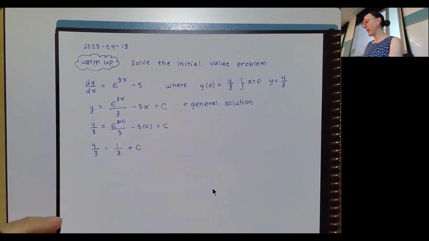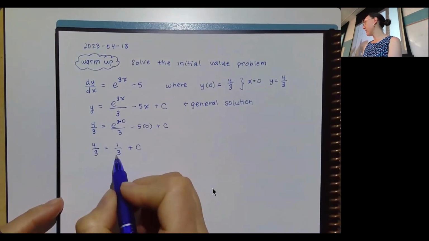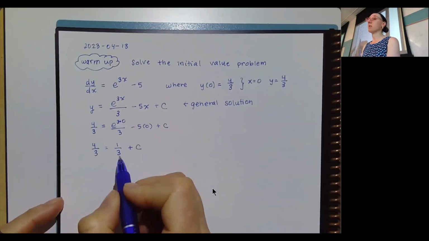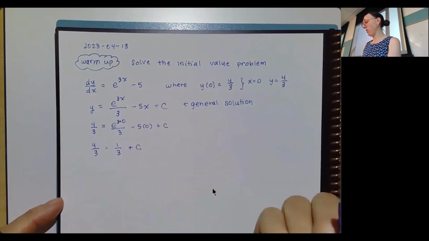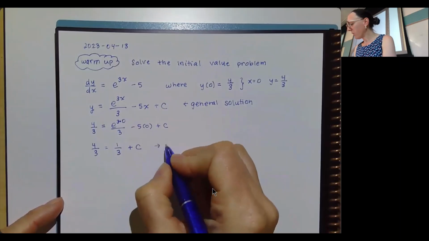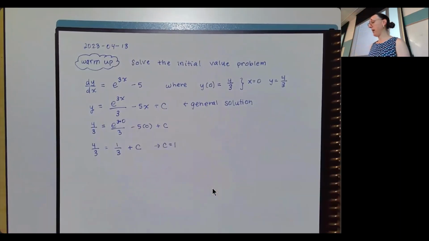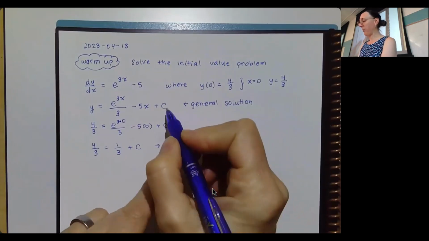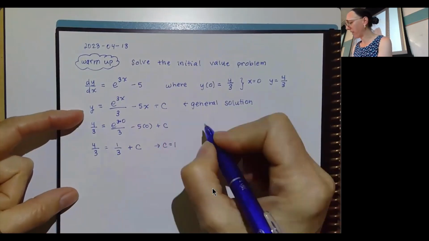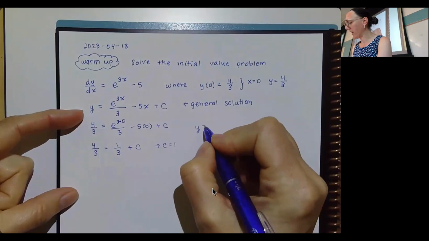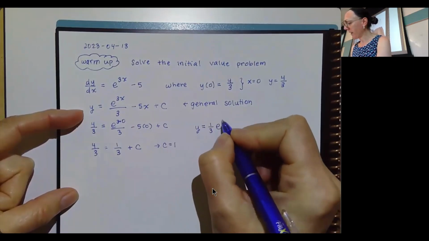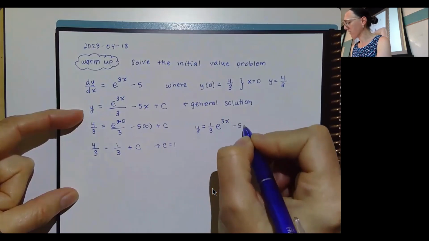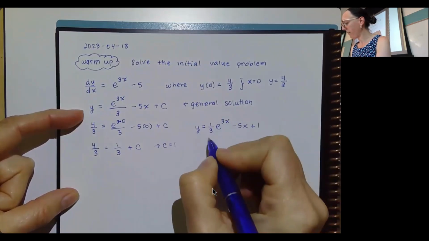So I kept our numbers pretty nice here. Gave us a common denominator already. So if I were to subtract 1/3 from both sides, I would have 3/3, or just 1. Once I know that c is equal to 1, my final answer is going to look like plugging that 1 back into the equation. So my final answer, if I want full credit, is going to need to look like e to the 3x minus 5x plus 1.